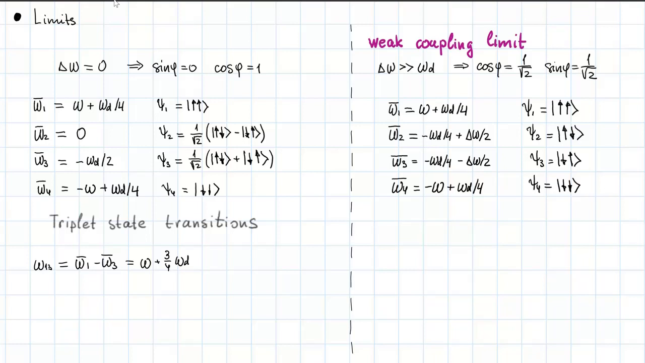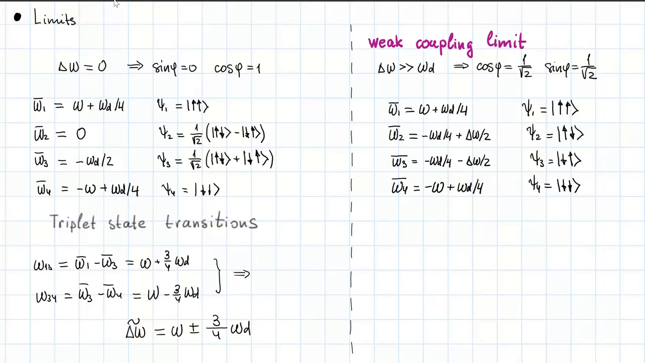The transition frequency between the third and the fourth energy level, omega 3,4, is equal to omega 3 bar minus omega 4 bar, which is equal to omega minus 3/4 omega d. Summarizing these two expressions into one formula, we obtain that the transition frequency of one of the two lines, delta omega with wave, is equal to omega plus minus 3/4 omega d.